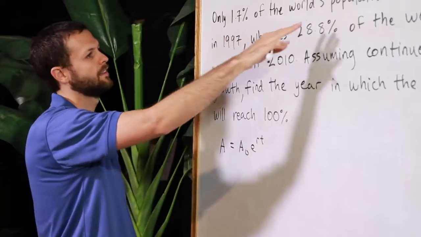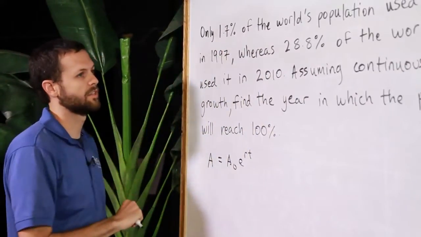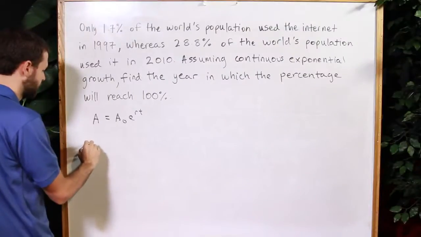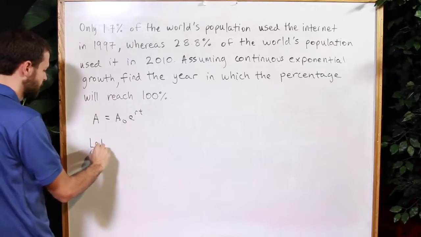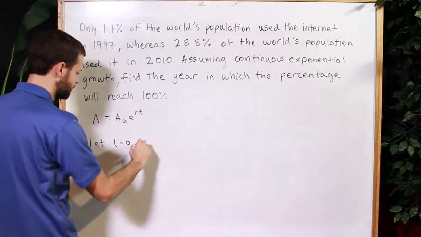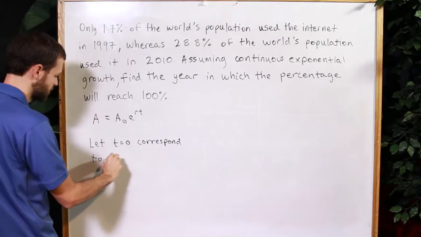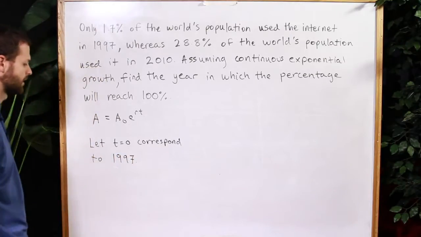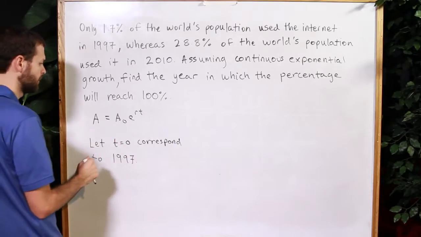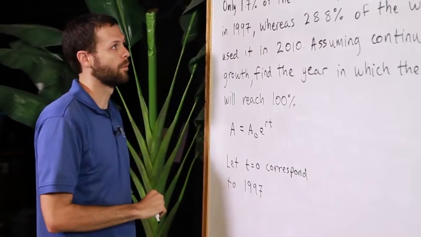Notice that in 1997, which is our initial case, we have a population using the internet of 1.7%. So here's what I know. I'm going to let t equals 0 correspond to the year 1997. Okay, so let's just make that known so that we remember this at the end. This will be important. The other thing is that the initial population at that year is 1.7%.